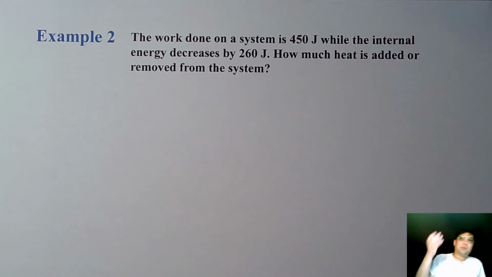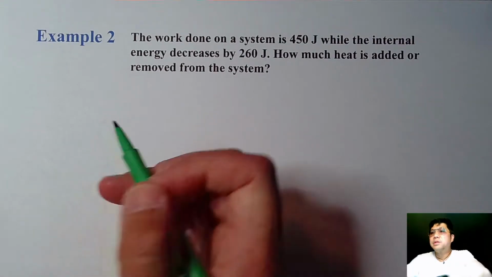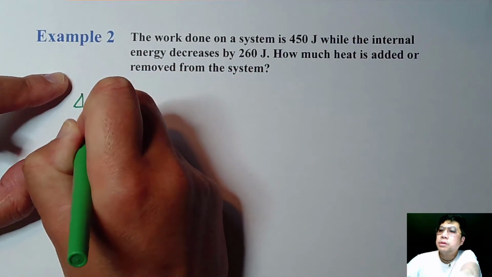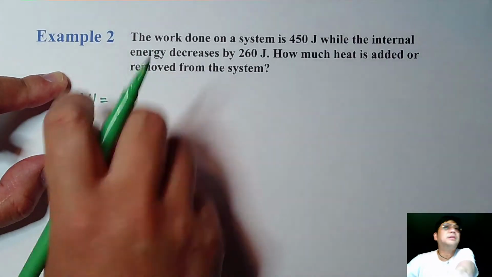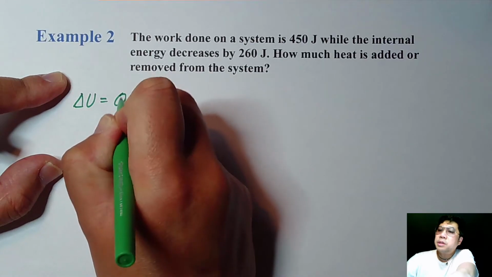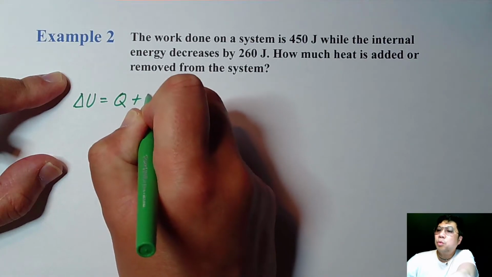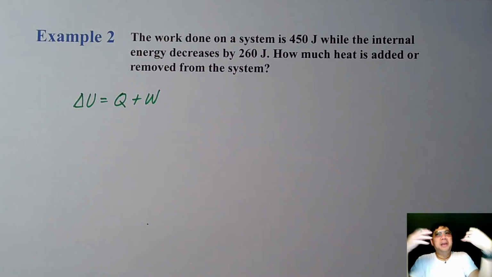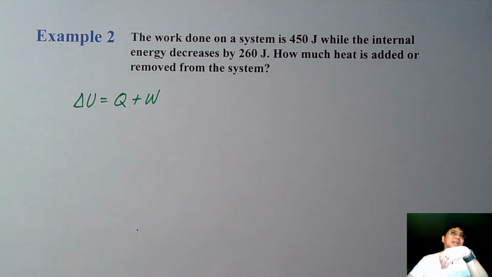Is it added or removed? How much heat? So we are solving for Q. First, as I mentioned in the first example, the first advice is to write down the equation corresponding to the first law of thermodynamics, which states that the change in internal energy, delta U, is equivalent to the sum of the heat Q plus the work done, by or into the system, and Q is added or removed from the system.